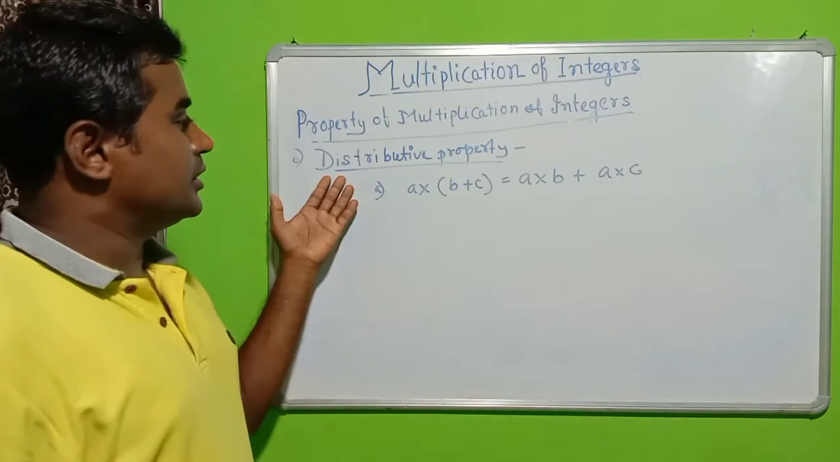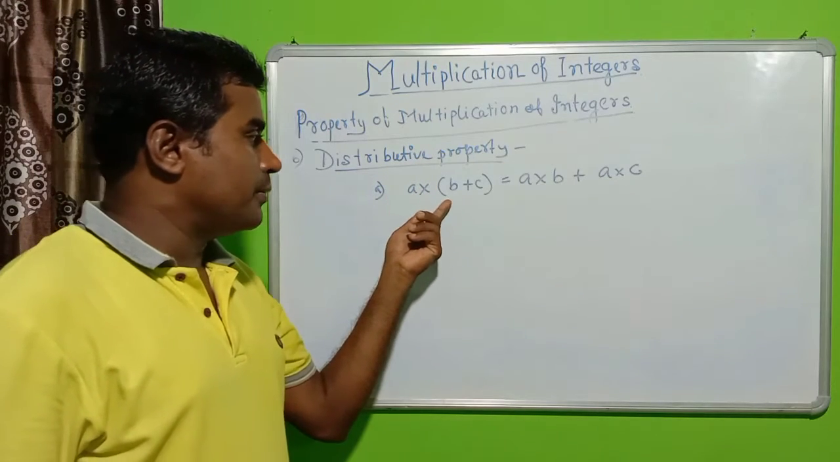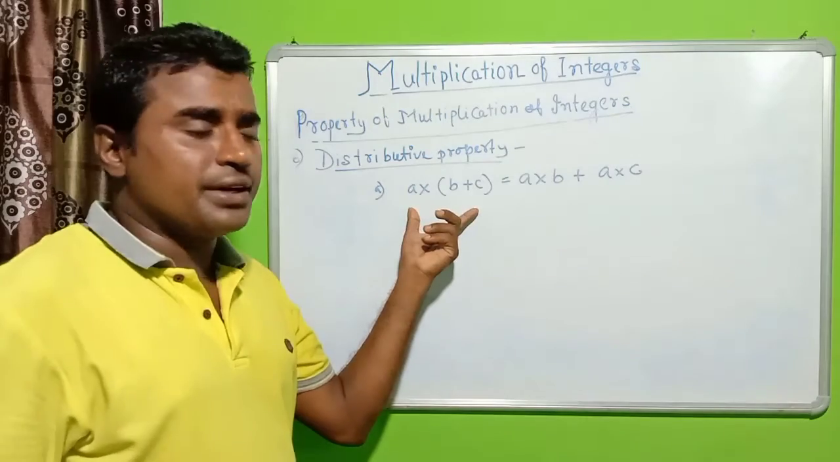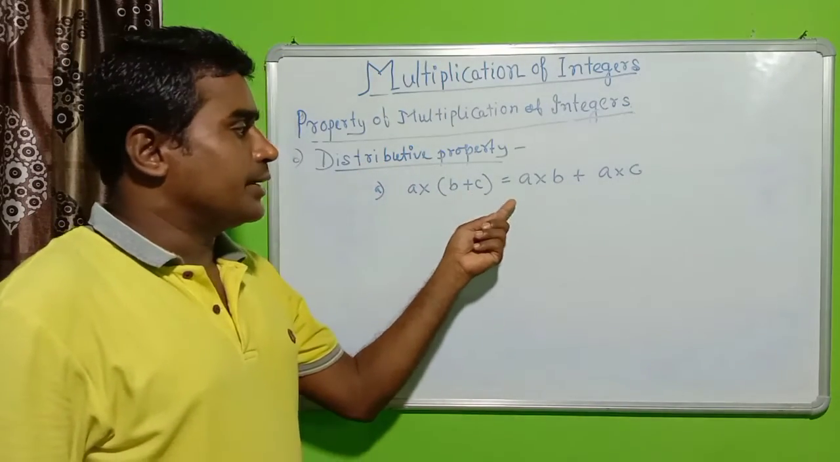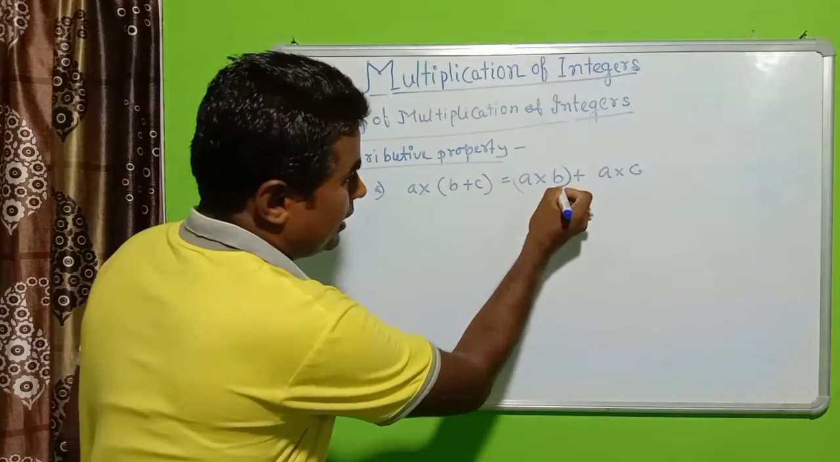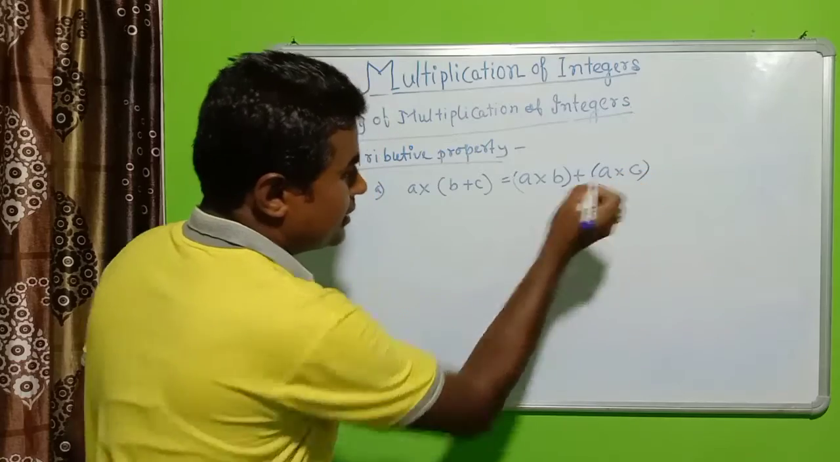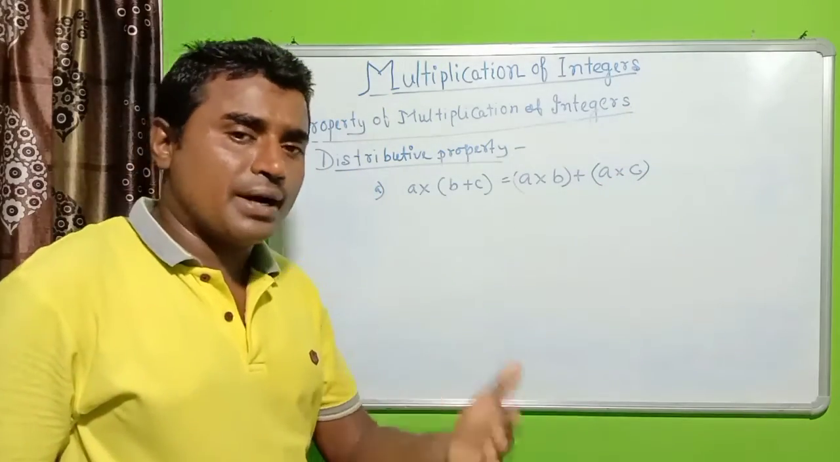Students, observe, this is the distributive property. In the distributive property, suppose a, b, c are three given integers. Then we get a into (b plus c) equals a into b plus a into c. You may take brackets here, a into b and a into c. So this is the distributive property of integer multiplication over addition.